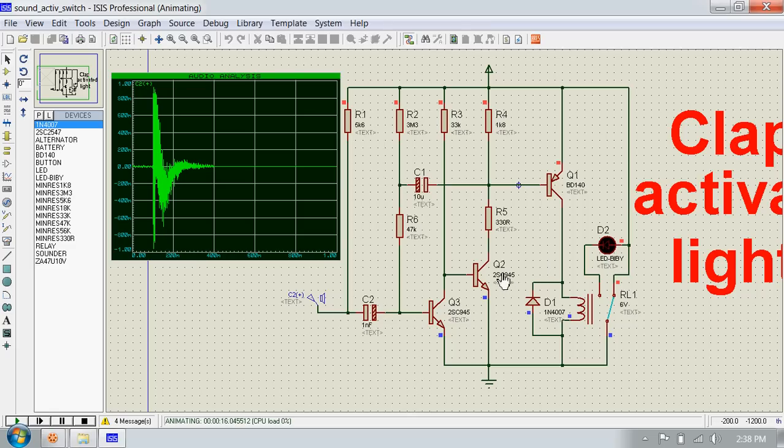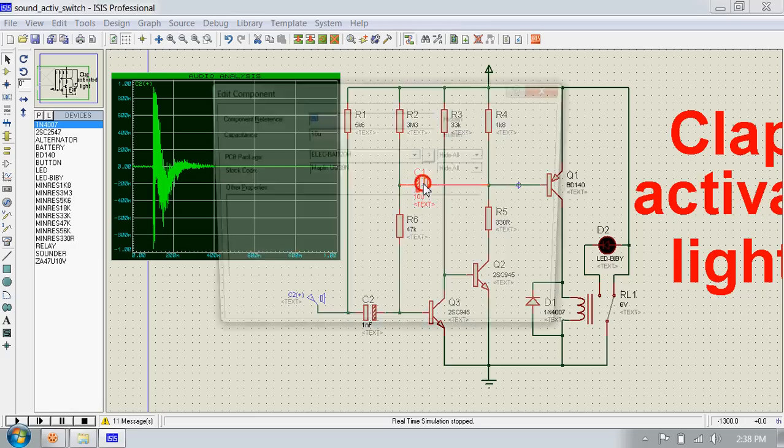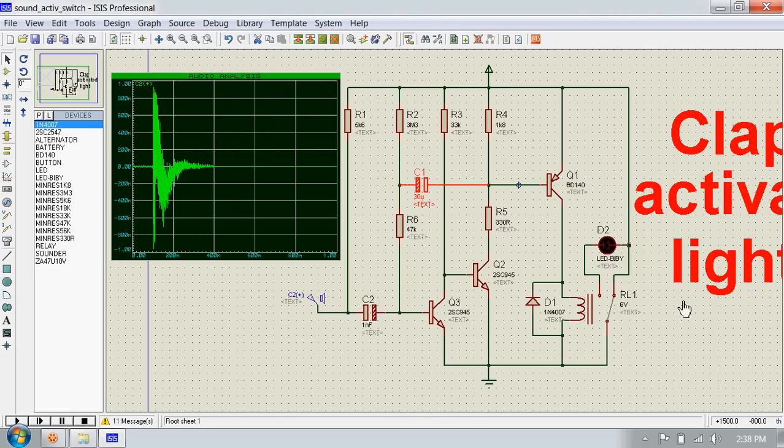And we can increase or decrease the on period of this LED by changing the value of this capacitor C1. A higher value of this capacitor will result in a larger on period. So let's increase this to 30 microfarad. Now this LED will be on for a longer period. So you can see it turned on for a longer period, right? So by changing this capacitance value, we can change the on period for this LED.